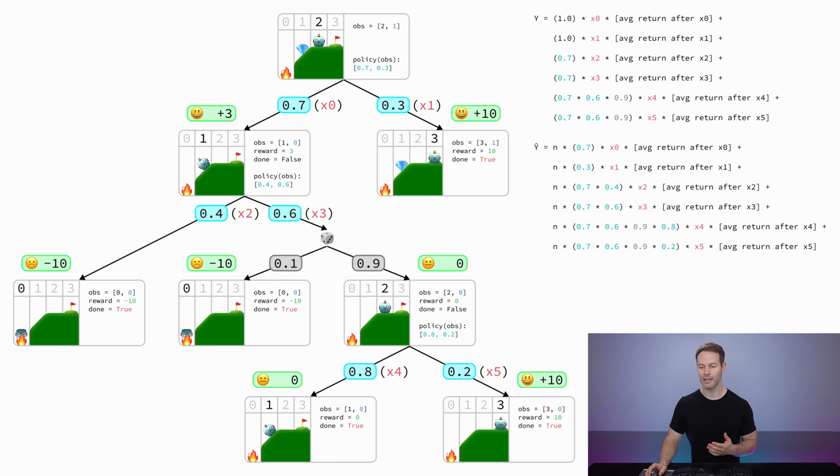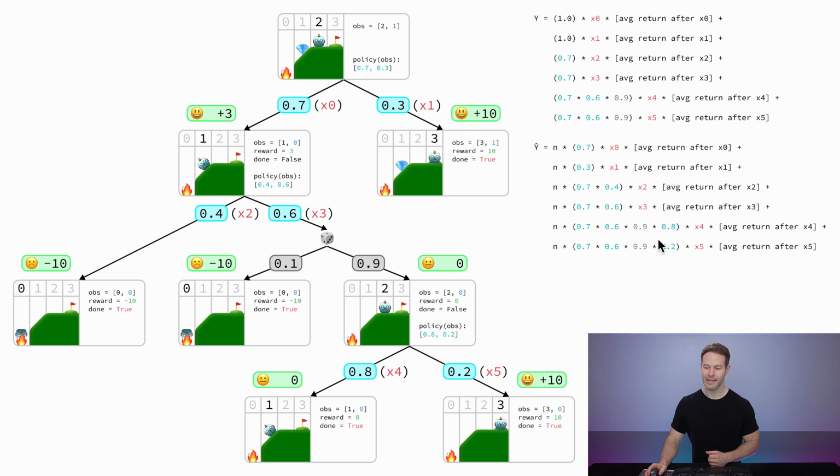And again, we'll end up, on average, multiplying it by the average return after taking that action. So this value is pretty close to this value, but it's not exactly the value we are looking for. So we have this additional n here. You can also see we have this additional 0.7 in this line, 0.3, 0.4, 0.6, an additional 0.8 here, an additional 0.2 here. So what are these additional values in here?